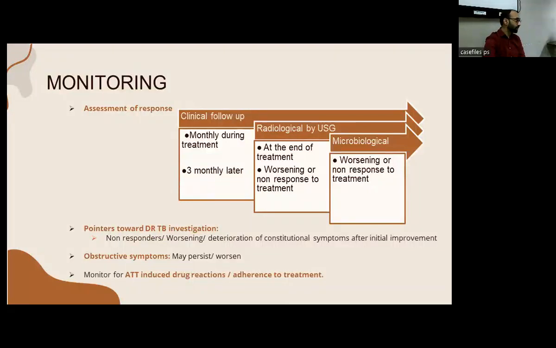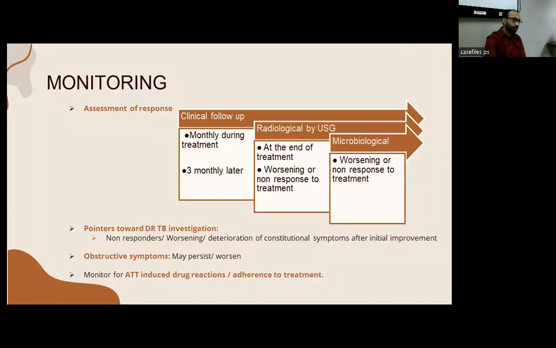Coming to how to monitor these patients after surgery. Assessment of response is primarily by clinical follow-up. Follow-up is supposed to be done monthly during treatment and 3-monthly later. Radiologically, at the end of treatment, that is at the end of ATT, ultrasound is supposed to be done, and ultrasound is also done in between if there is worsening or non-response to treatment.